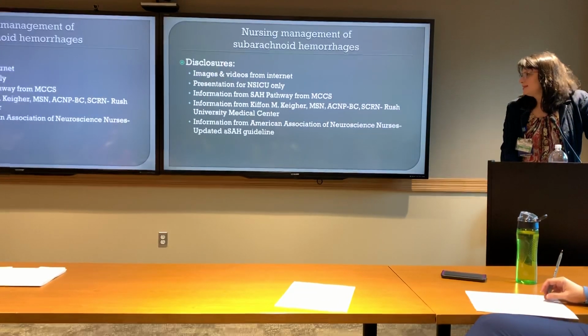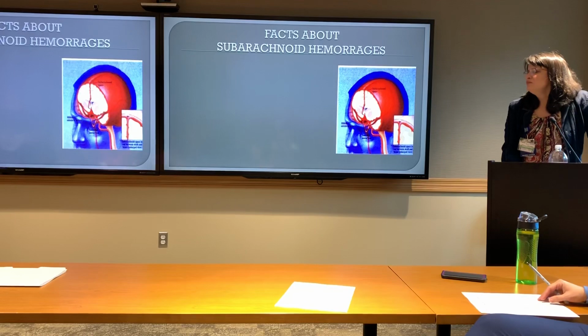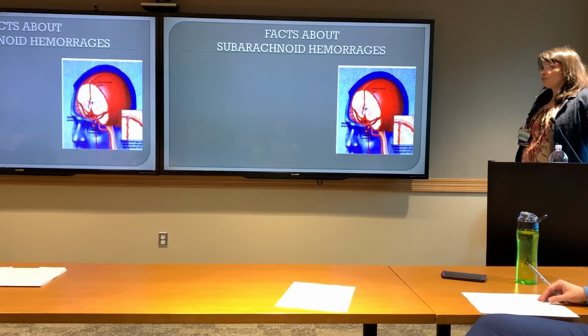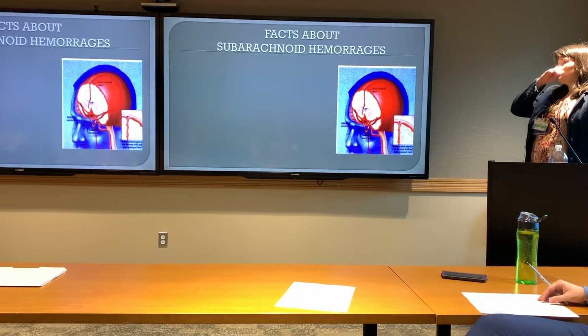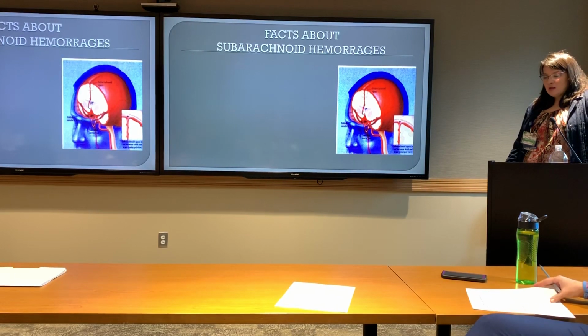We talked with MCCS, and there are also some other new guidelines. I think it was a 62-page document that just came out, right? The AANN just came out with updated guidelines for nursing care of subarachnoid hemorrhage. Not too much has changed, but we did refresh it, trying to make sure we were up to date.